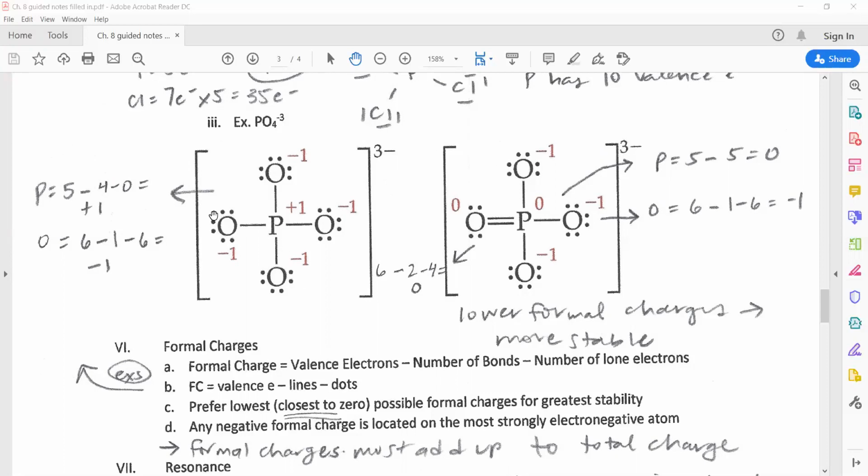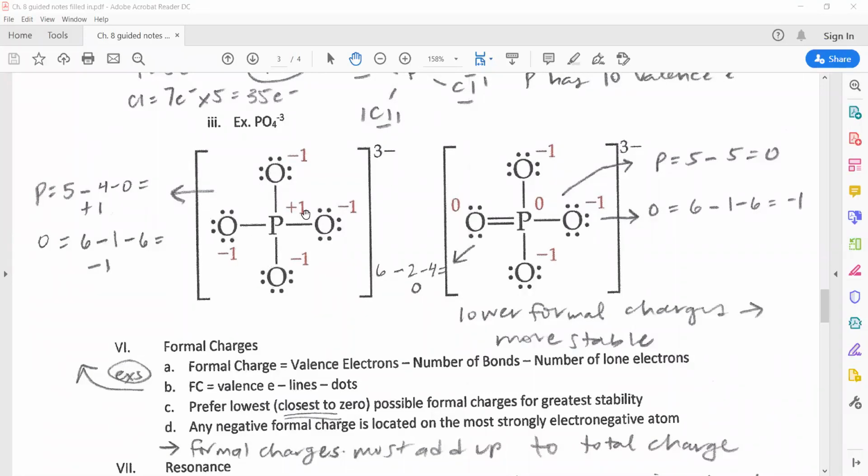I'll show you what I mean. If we look at this one, for example, if we focus on phosphorus, on the periodic table I know he has 5 valence electrons because he's in group 5. Then I look at the structure and I do minus the lines. Well, he has 4 lines around him, minus the dots. He has no dots directly around him. So 5 minus 4 minus 0 is plus 1. That means phosphorus here has a plus 1 formal charge.